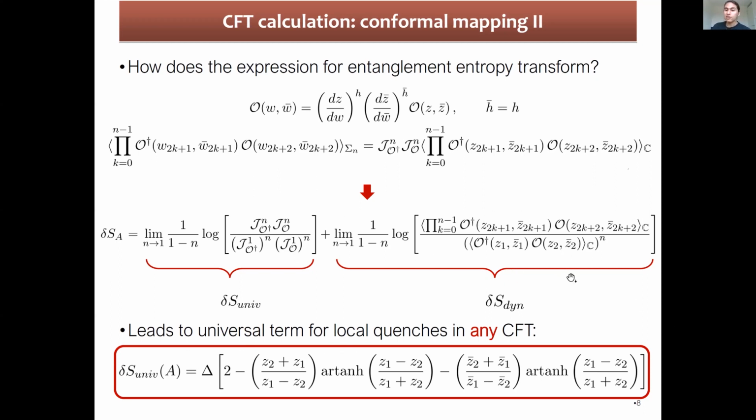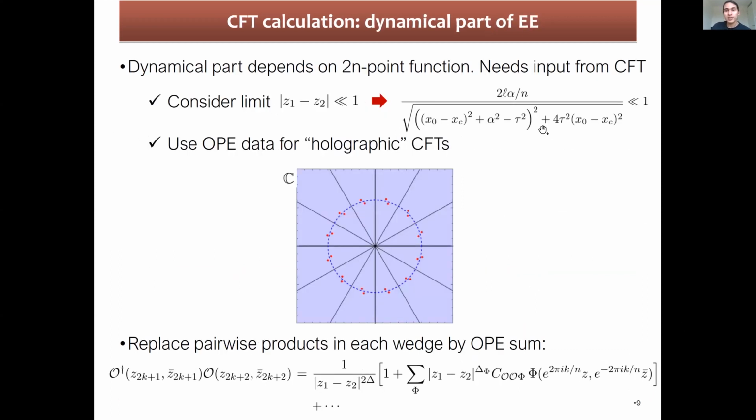Now for the second term, the term that we call the dynamical term, as I said, is not fixed by conformal symmetry, so I need to specify more data. The way that we did it is to consider the limit of small insertion points, where the two points are very close to each other. These are complex coordinates, but this translates to a specific limit in the original variables.